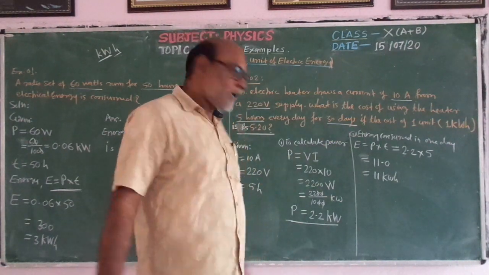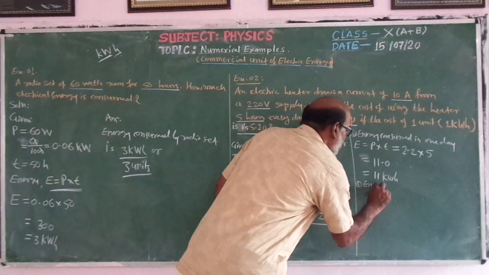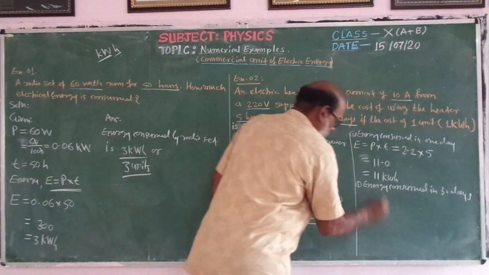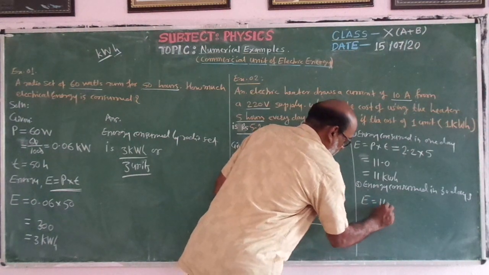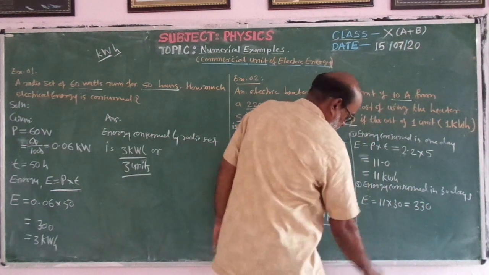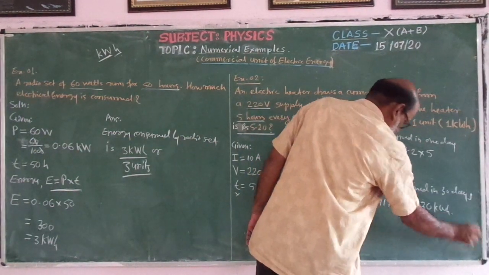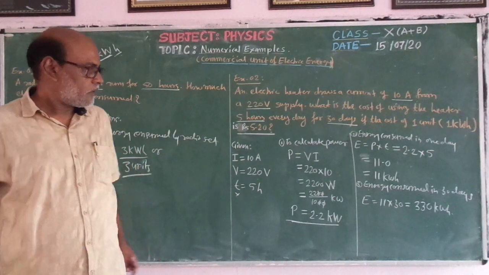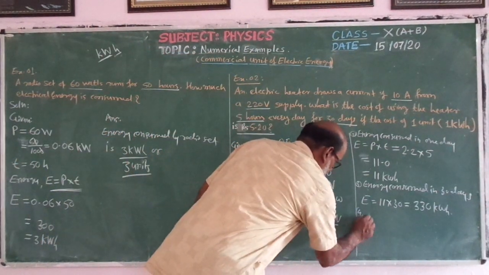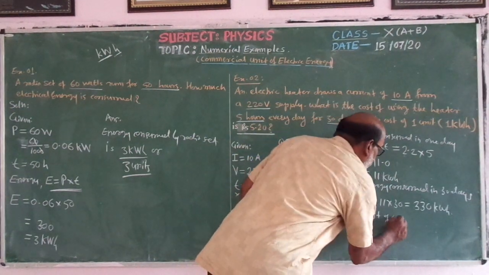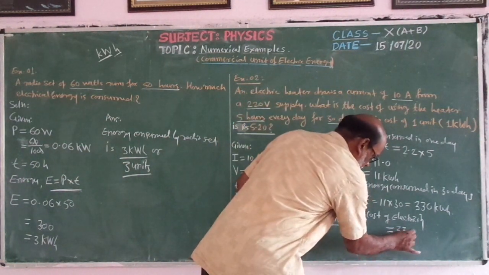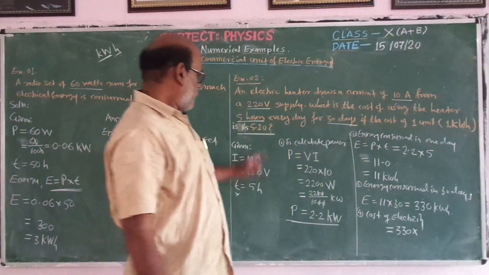Then we have to calculate the energy consumed in 30 days. Therefore, the third step will be energy consumed in 30 days, which is this much kWh. Now the cost of one unit is given to us as 5.20, so we can get the total cost, right? Therefore, the fourth step is the cost of electricity, equal to the total units we got, 330, and the cost of one unit, which is 5.20.